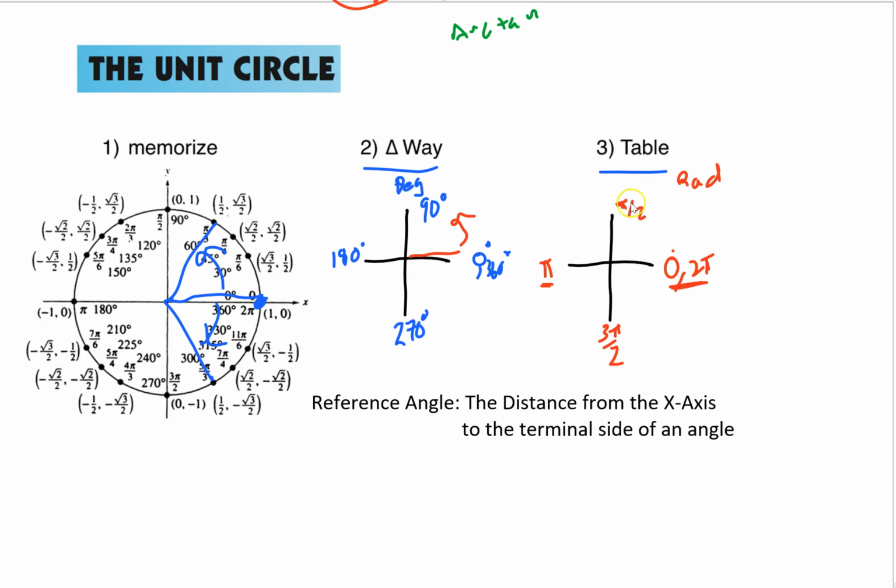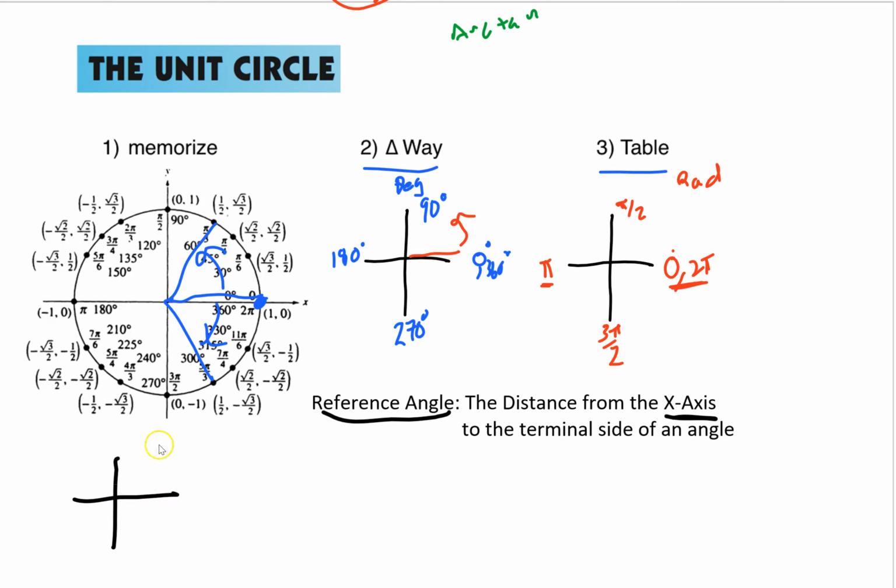So the next thing we all need to know how to do, no matter which way you do this, is what a reference angle is. So I wrote down the definition right here. Reference angle is the distance from the x-axis. Cannot stress that enough. You always go to the x, only the x, to the terminal side of an angle. So what does that mean?